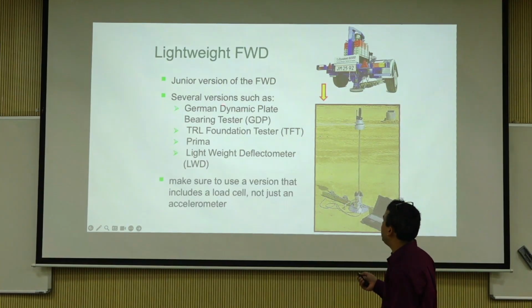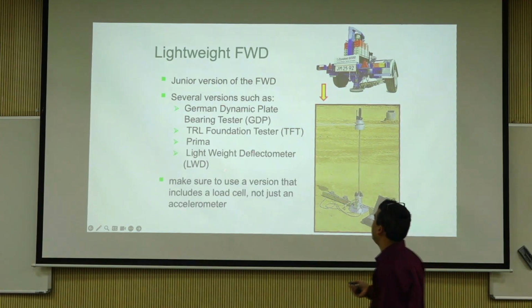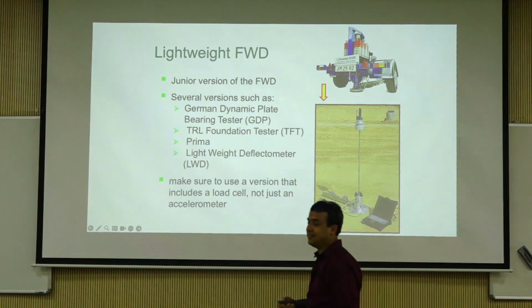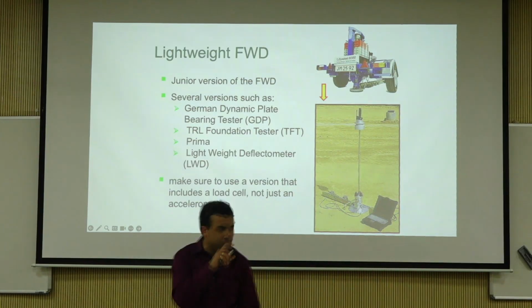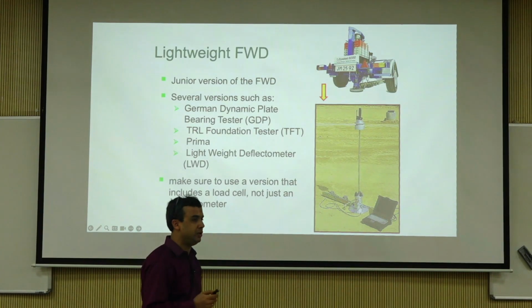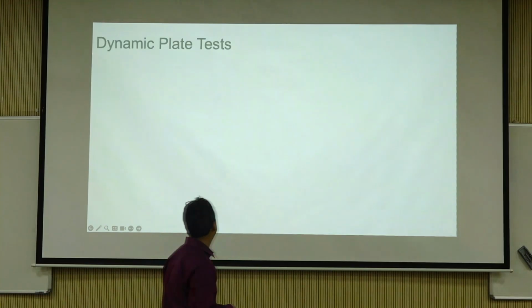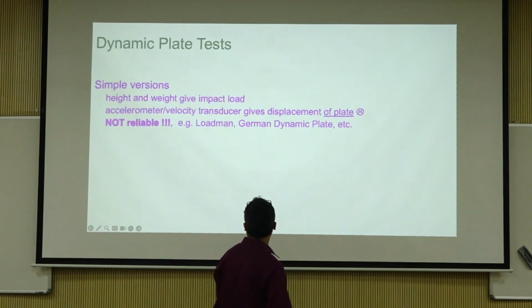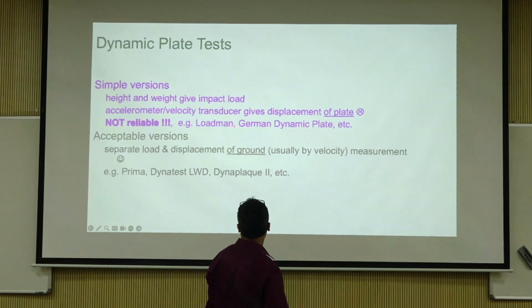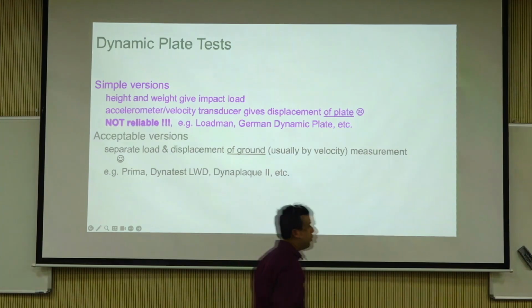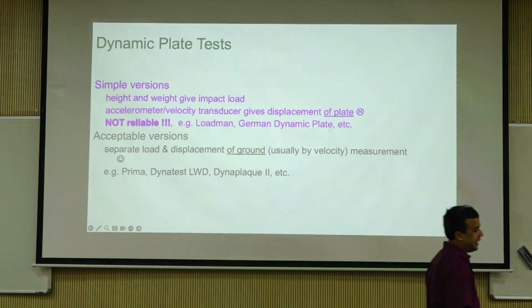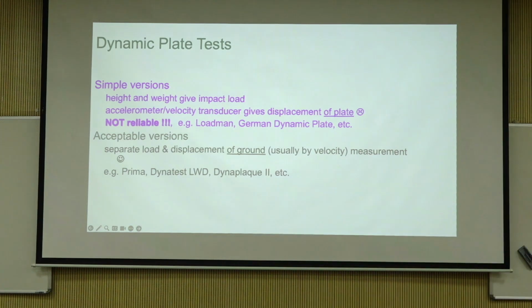Okay, so there is a many German dynamic plate, TRL, Dynatest. I use one that's called Olsen. So in my group we have done a lot of work on LWDs over the past several years. This is usually very good. It's very portable. You have some idea quickly. Deflection, you get some kind of deflection.